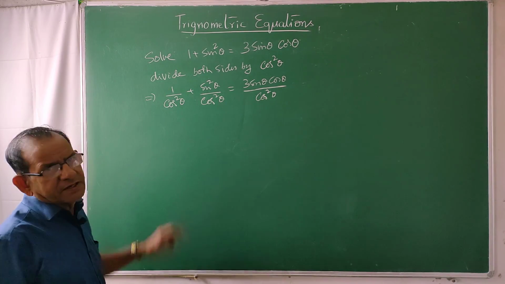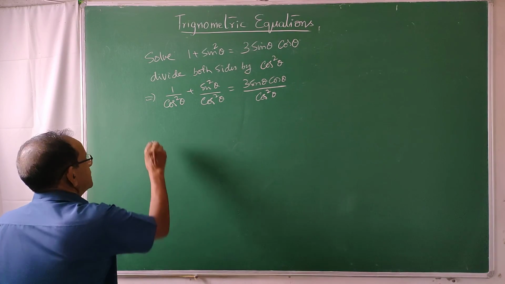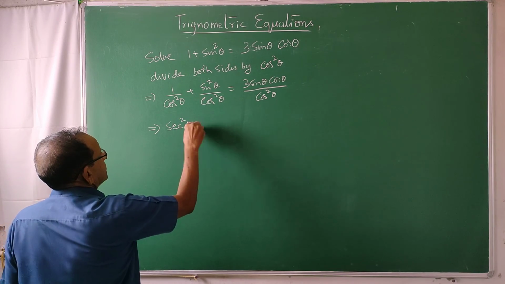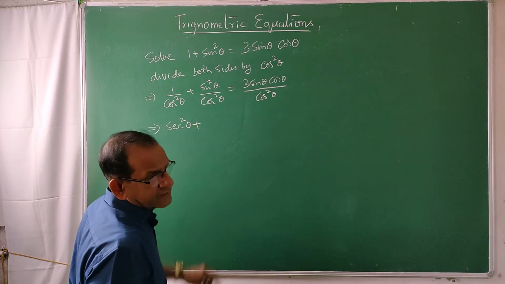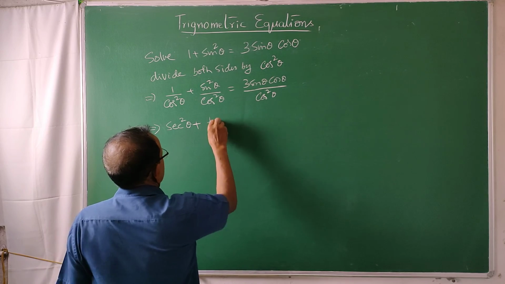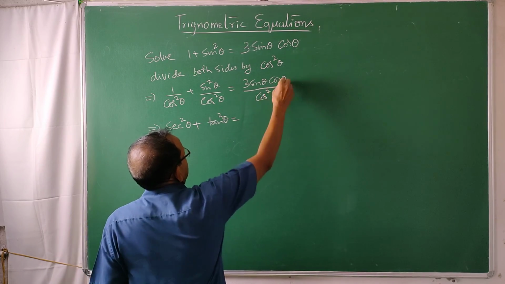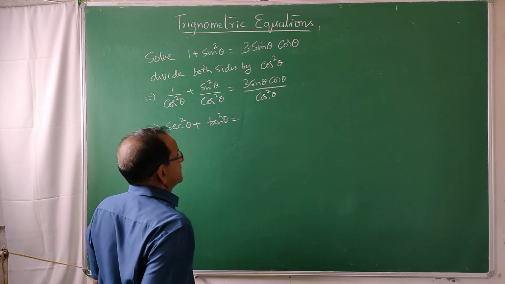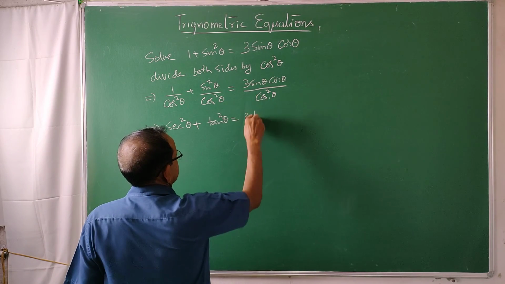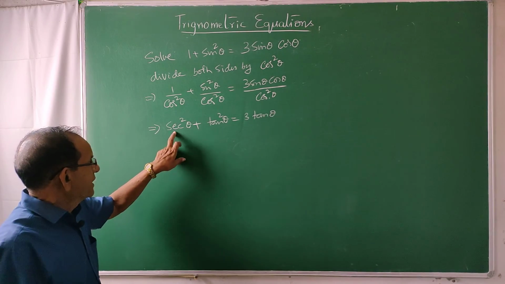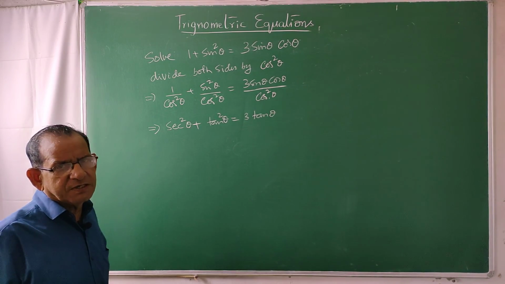We know that 1 by cos square theta is secant square theta, implies secant square theta plus sin square by cos square is tan square theta is equal to, here one cos theta will be cancelled, still sin theta by cos theta is there, that is tan theta, 3 into tan theta. Now you can write secant square theta as 1 plus tan square theta.